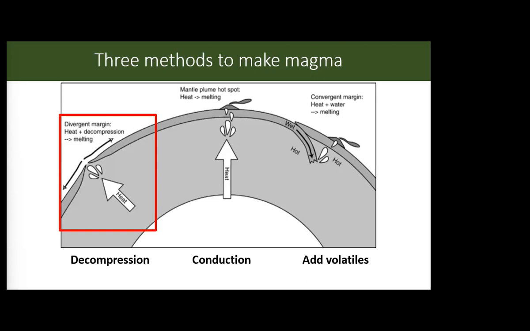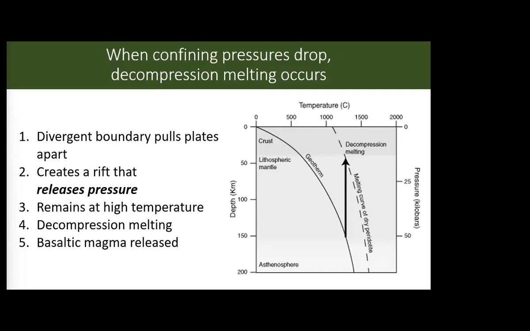So let's start with decompression and that process. So as we know, at divergent boundaries, those plates are being pulled apart. So as you're pulling things apart, you're creating a release in pressure. You have this void space at that rift where fresh magma can come up. Whenever you're releasing that pressure of that overriding plate weight, you're creating a space where that magma can come up to the surface. So it stays at a high temperature all the way up, but the pressure is changing.